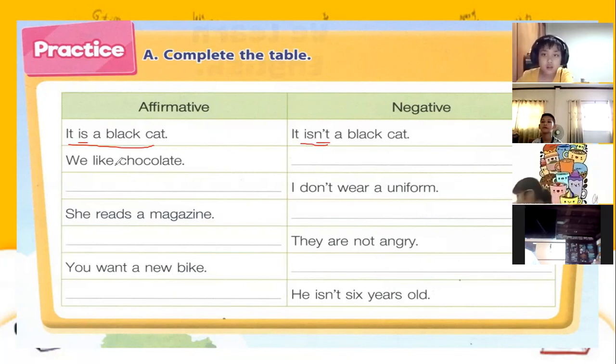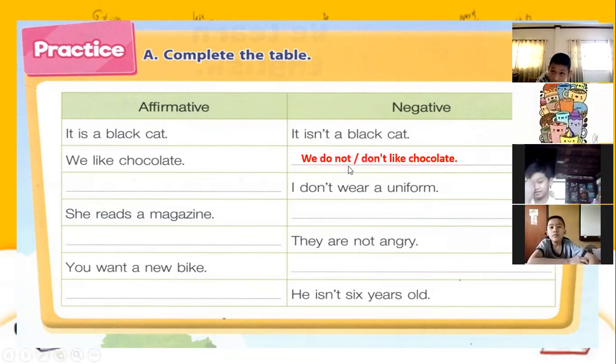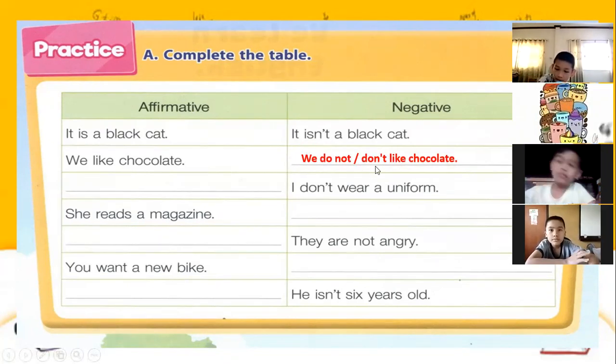Okay, now sentence number two, we like chocolate. So what will be the negative sentence? Can anybody tell me, students? We like chocolate. I think it is, we don't like chocolate. Exactly, very good. So that will be we do not like chocolate, or you can say we don't like chocolate.